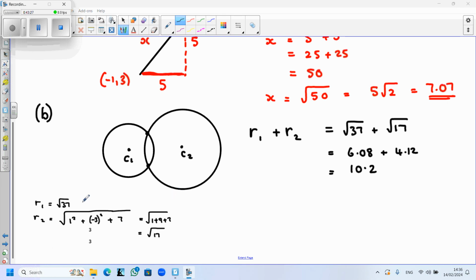So I'm looking at the radius 1 is root 37, radius 2 root 17. I want to know the distance between them. So radius 1 plus radius 2 is root 37 plus root 17. I've changed them into decimals because then I can compare them. So R1 and R2, radius 1 and radius 2, added together is 10.2. But the distance between the two centres is smaller than that. So since R1 plus R2 is bigger than C1 to C2, the circles intersect at 2 points.